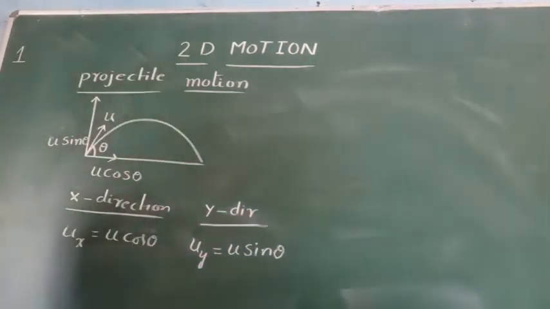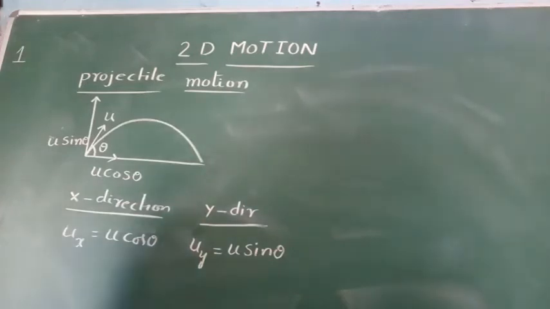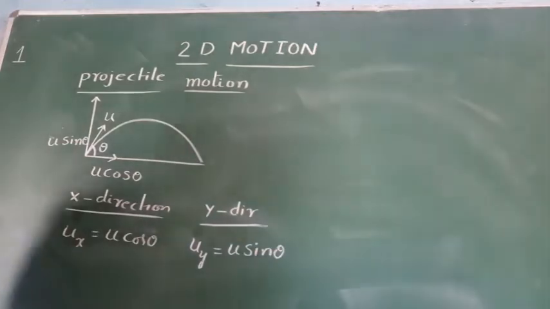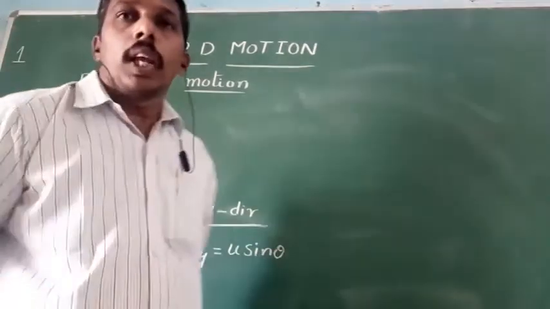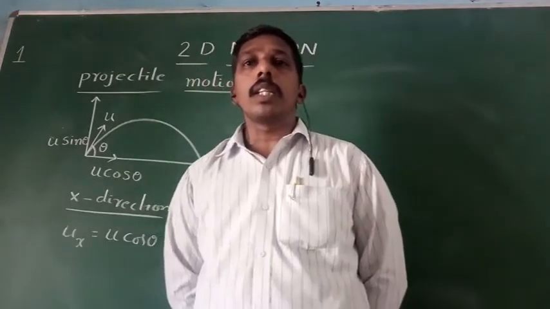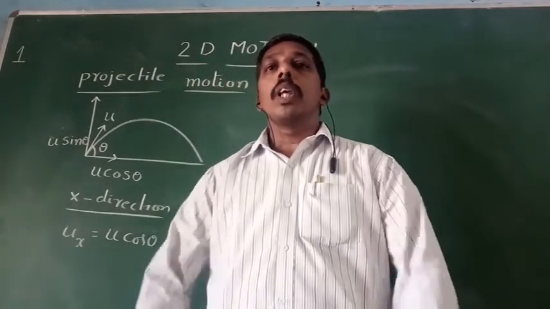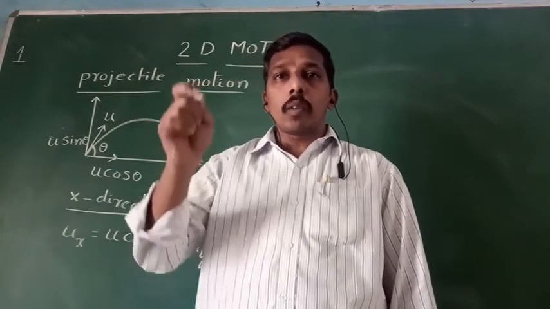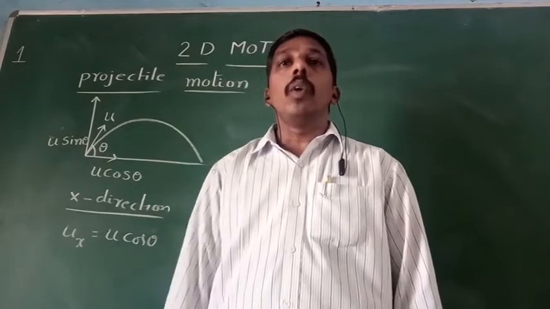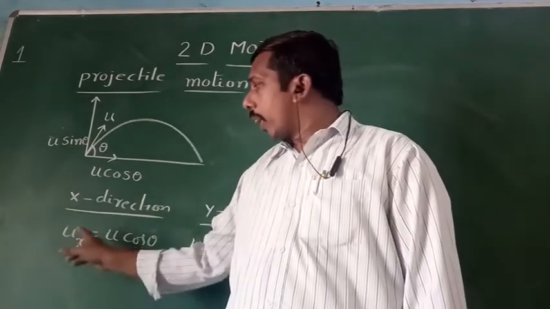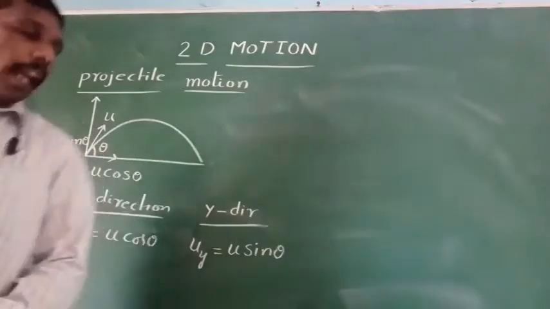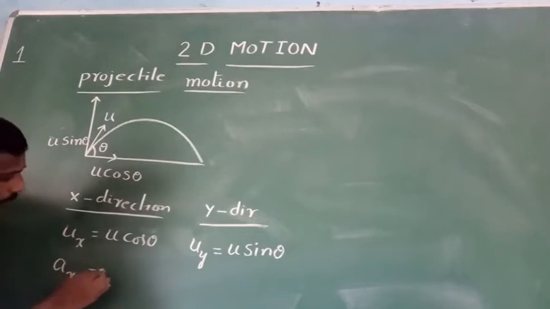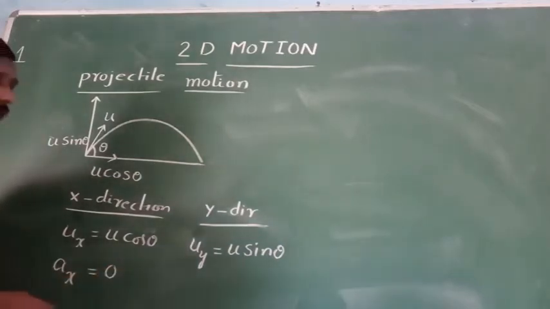We got the horizontal component and vertical component. But what about acceleration along the x direction? Sir, acceleration along the x direction is equal to 0. Why? Because along the horizontal direction, no acceleration is acting. Gravitational force or acceleration due to gravity acts only along the vertical direction. That's why along the horizontal direction, acceleration is equal to 0. Acceleration along the x axis is equal to 0.